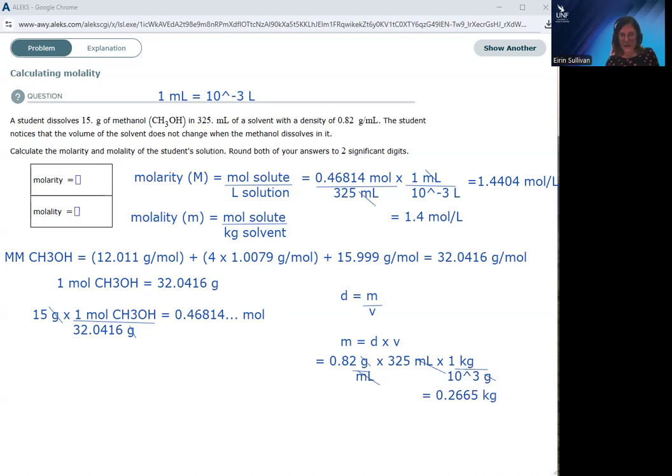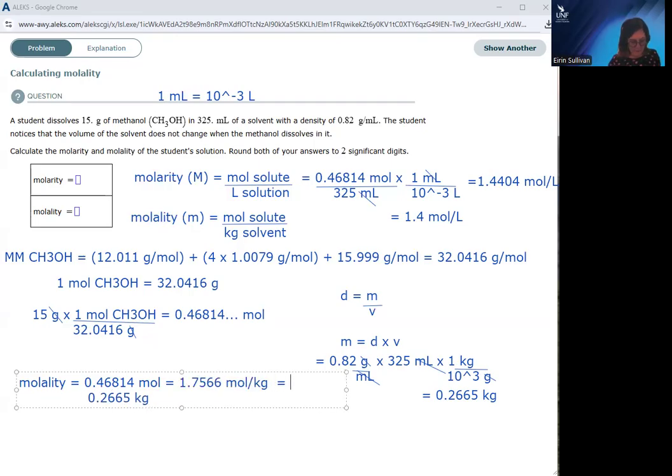So now I can calculate my molality. Molality is going to be my number of moles, which were, what were they? I've got them somewhere. 0.46814 moles, over my mass in kilograms of my solvent, 0.2665 kilograms. So that's going to give me my molality in the correct units. And that comes out to be 1.7566 moles per kilogram, which, to two sig figs, is 1.8 moles per kilogram. Running out of space again. All right, let's move this out of the way.